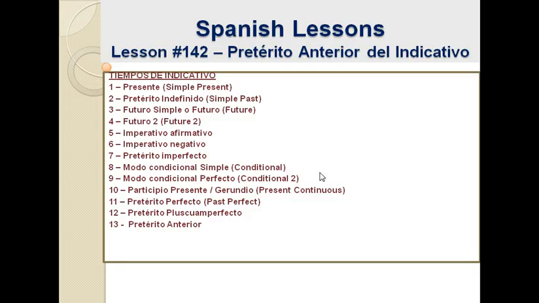In our class 142, I will teach you the pretérito anterior del indicativo. This conjugation tense in Spanish is one of the several conjugations of the past. Pretérito anterior can be conjugated as I was or I have been, right?